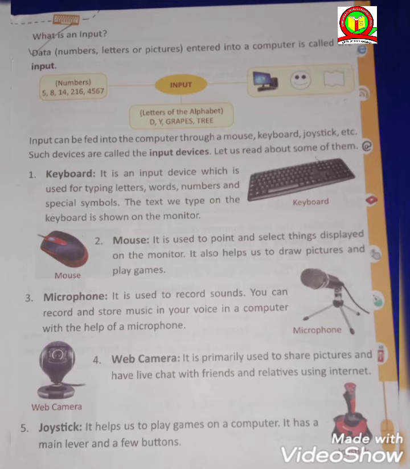Input devices allow us to send information to the computer. Input is usually given either by clicking the mouse or typing on the keyboard. Yes or no? So students, with the help of a mouse we can draw pictures, we can click the icons. So mouse is an input device, students.